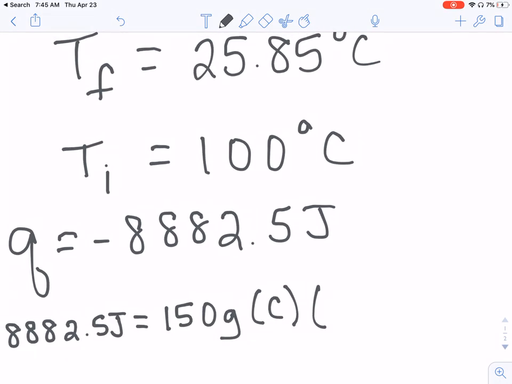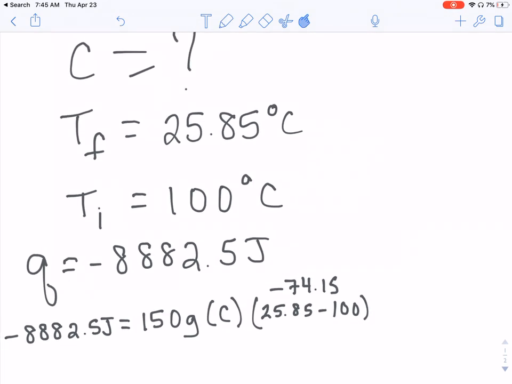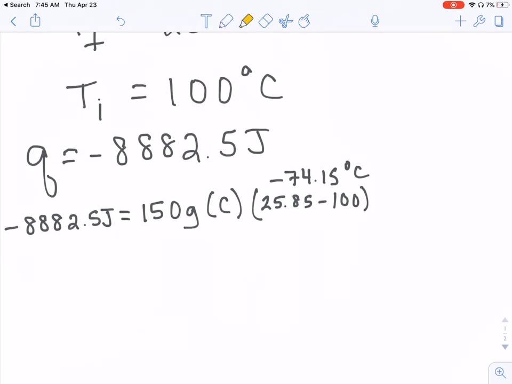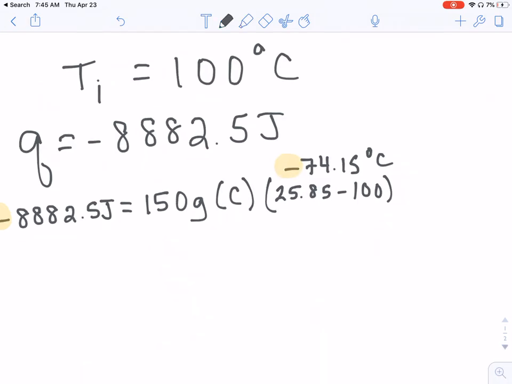Now, our final temperature is the temperature they both came to. So that's my 25.85, and I'm subtracting from that the initial temperature of 100. So this temperature change comes out negative, which is what we want, because we do have a negative sign on the other side of our equation, and we need that to cancel out because specific heat is always positive. So the negatives are going to end up canceling each other out to leave us with a positive specific heat.